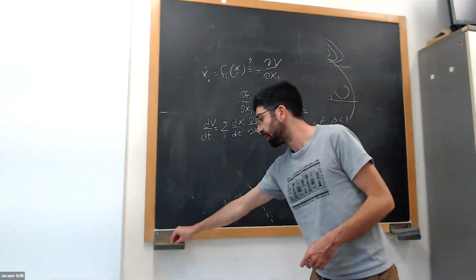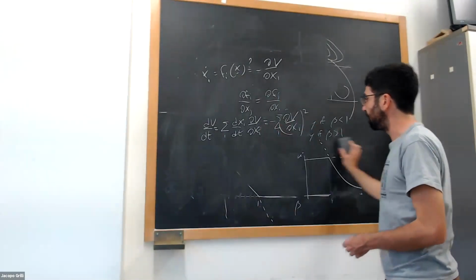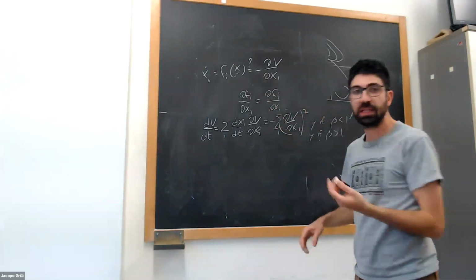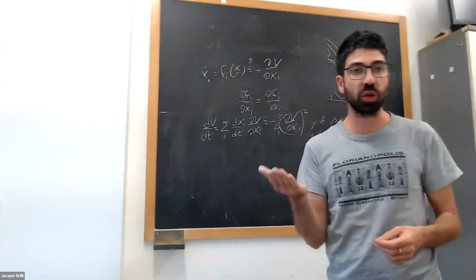There is another property: a potential, a function that has this property, is unique up to the addition of a constant.